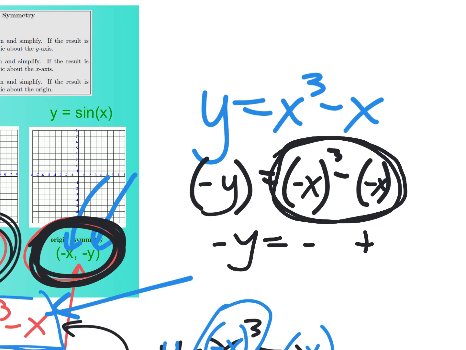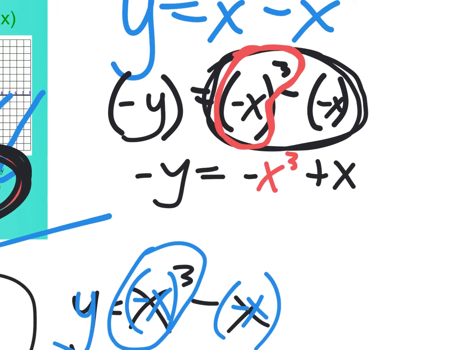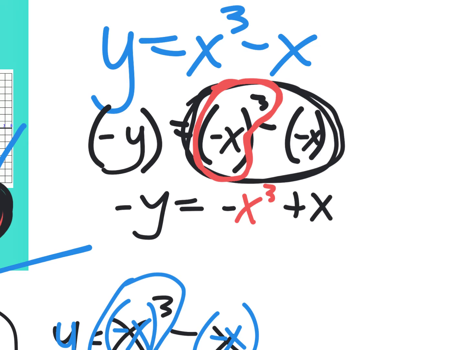I agree, this is positive x, and then what's the first part though? This part? Yep, there you go. Now, is this solved for y yet? No, that's the last step, so I gotta solve for y. So I'm dividing everything by a negative.